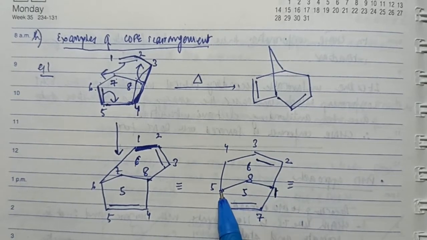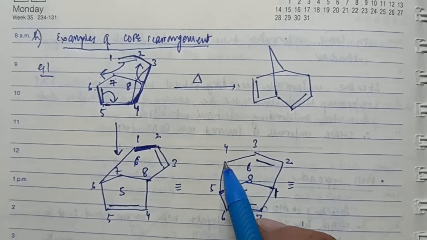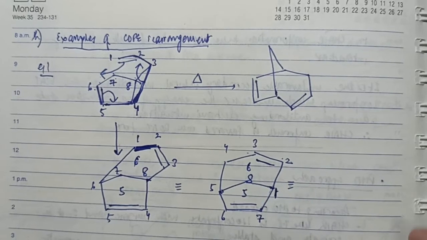Between two bridgeheads, I have 2 carbon atoms, I have 3 carbon atoms, and I have 1 carbon atom.